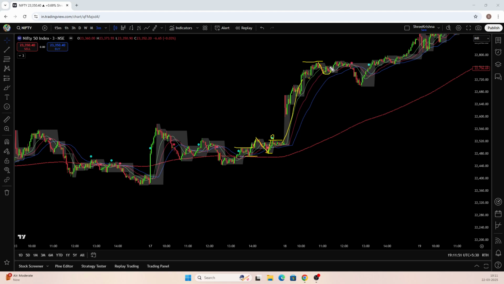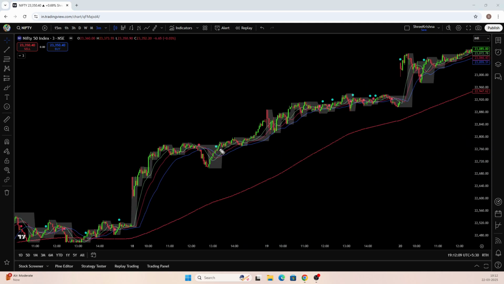It closed below red. It just came and closed red. It made a new high. So we are out from here because we got a red signal here. We got a buy signal here, we are in. That's how simple it is.